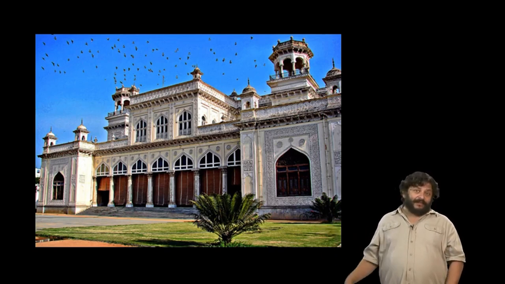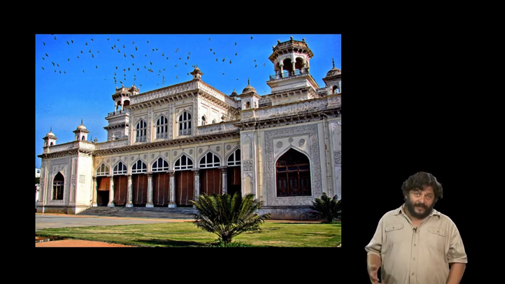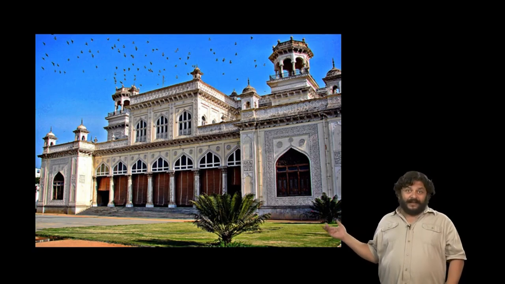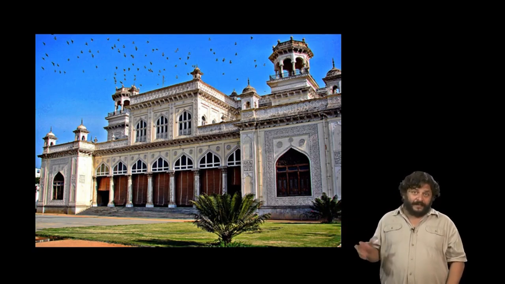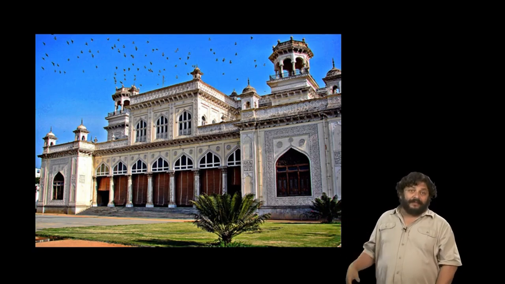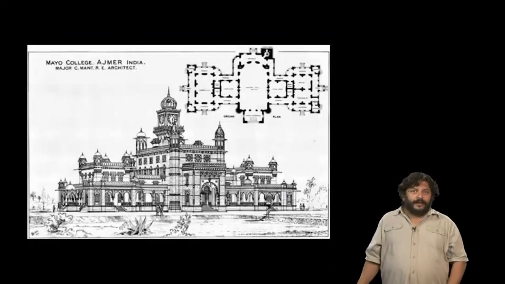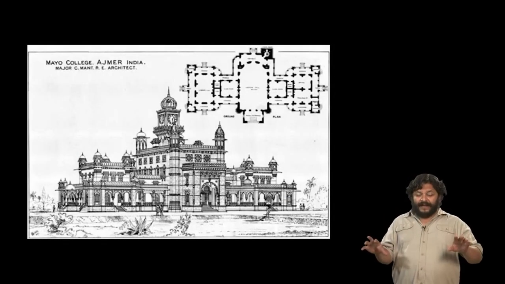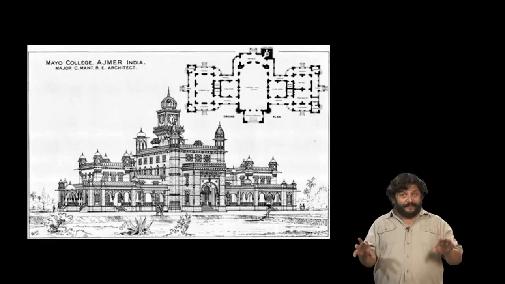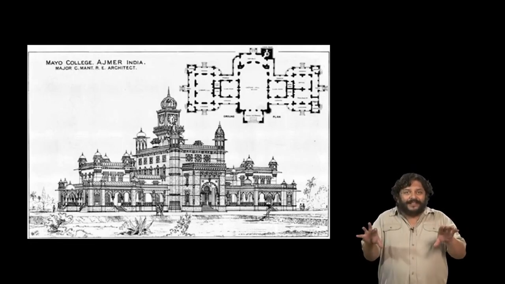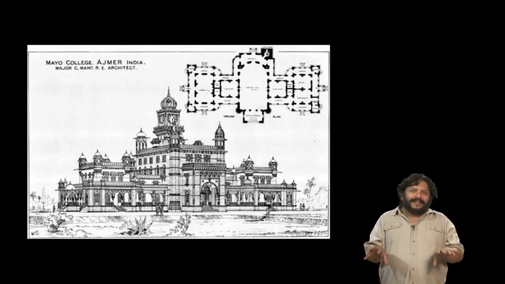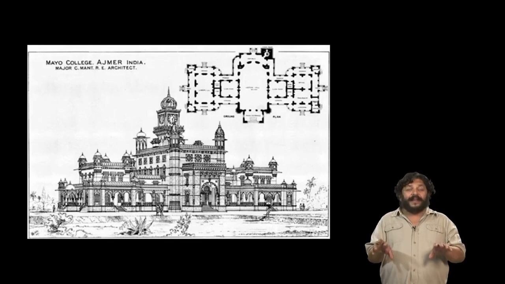This might be a palace in North Africa, built under European colonial rule. This might be a palace around Southern Europe, but it happens to be in Hyderabad. If you look at a number of these buildings, like the Mayo College in Ajmer, and you look at the plans, you start seeing how the logic of these buildings is impeccably European and, more importantly, Victorian.